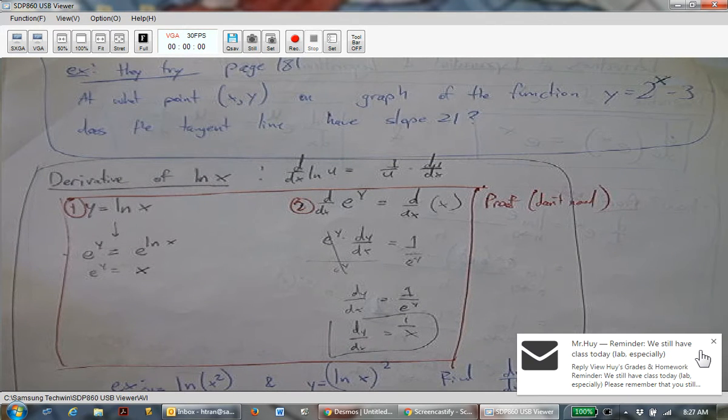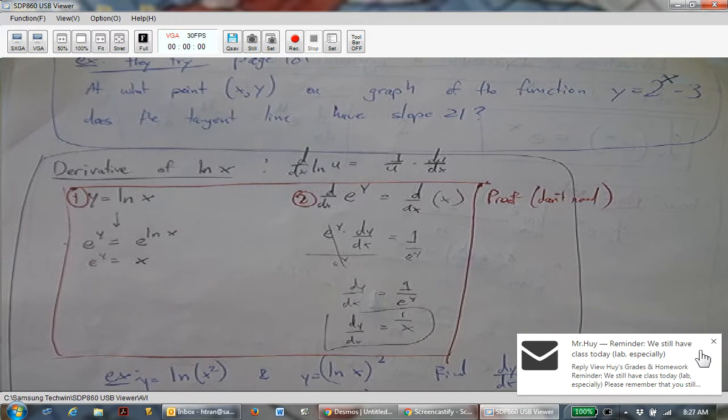At what point? Let me see what I just wrote. There's this function, and there's a tangent line. I'm asking at what point the derivative is equal to 21. You are given the function y is equal to 2 to the x minus 3, but it's asking you at what point xy the derivative is 21. So you can set things equal to each other: the derivative of that function is equal to 21. Maybe that'll help. Then from there, you can solve for x.